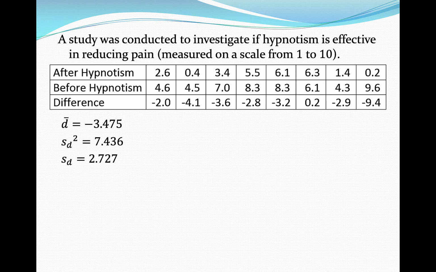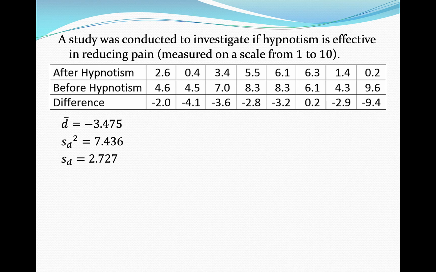So you can see from the data, the first row in that table represents their pain measurement after they were hypnotized, and the second row represents before they were hypnotized. And then, of course, we have this third row, which is the differences. And this is actually the D's. This is the information that we're actually going to end up analyzing. The way that we get those differences is, for each person, we take the after minus the before. So for that first person, you get 2.6 minus 4.6, which is negative 2.0. For the second person, you get 0.4 minus 4.5, which is negative 4.1, and so on.